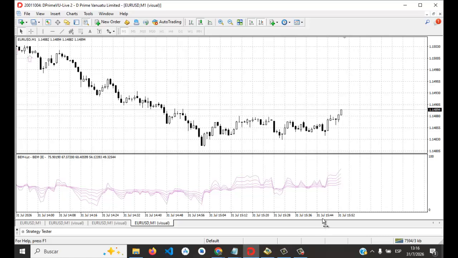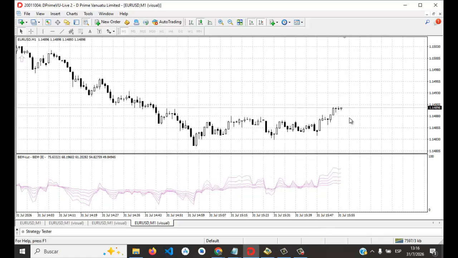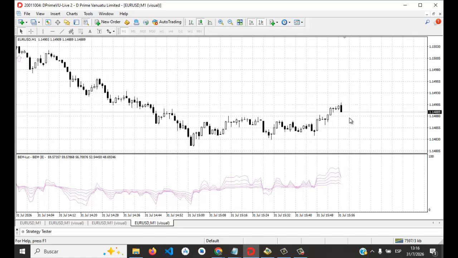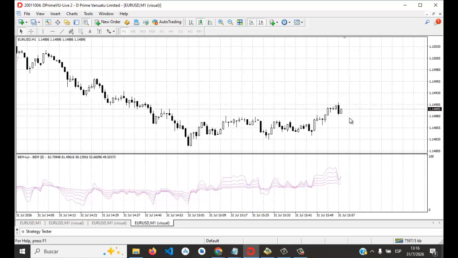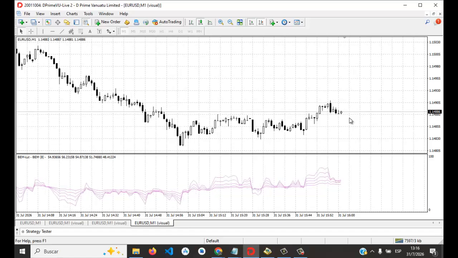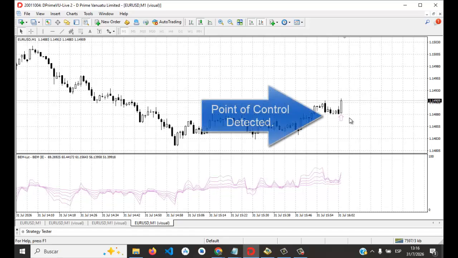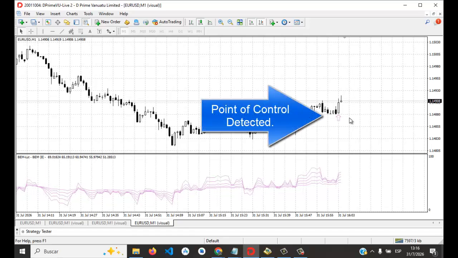The indicators chart is shown along the pink line. The indicator has different levels to detect strength of buyers and sellers. An indicator arrow shows you a point of control. Point of control detected.